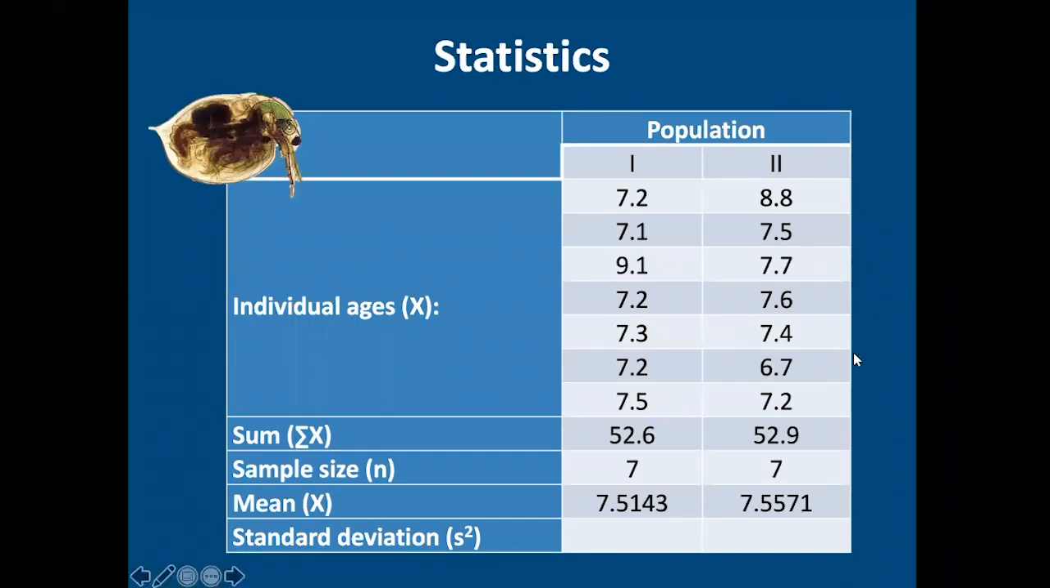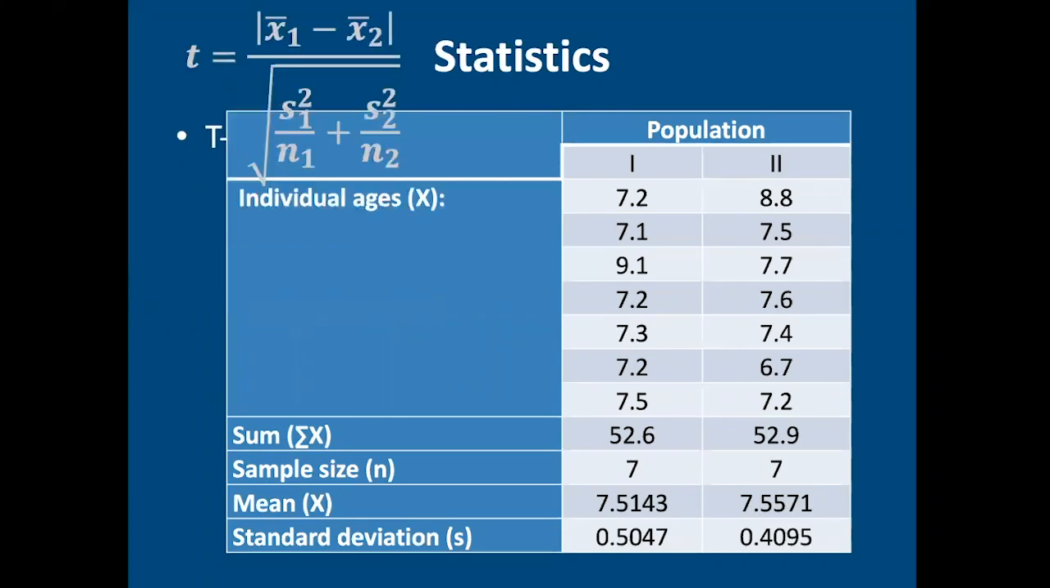Then we calculate the standard deviation, and that should be S, not S squared. There we go. The standard deviation of each population, where the standard deviation for population 1 is 0.5047. And the standard deviation of population 2 is 0.4095. And remember, there's an easy way to do that using Excel. You type equals STDEV, open parentheses, and highlight the data you want the standard deviation of, and Excel will do the rest. So then if we want to test our hypothesis, we need to use a statistical test.